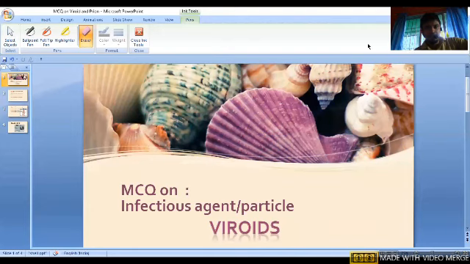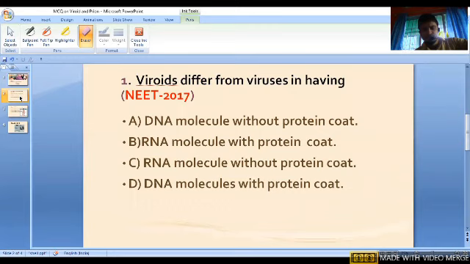After having the discussion, now we can try to solve this MCQ on infectious agents or viroids. We had a question on it in NEET 2017. Let us read the question: viroids differ from viruses in having... They are simply asking you the difference between viruses and viroids in terms of components and properties.